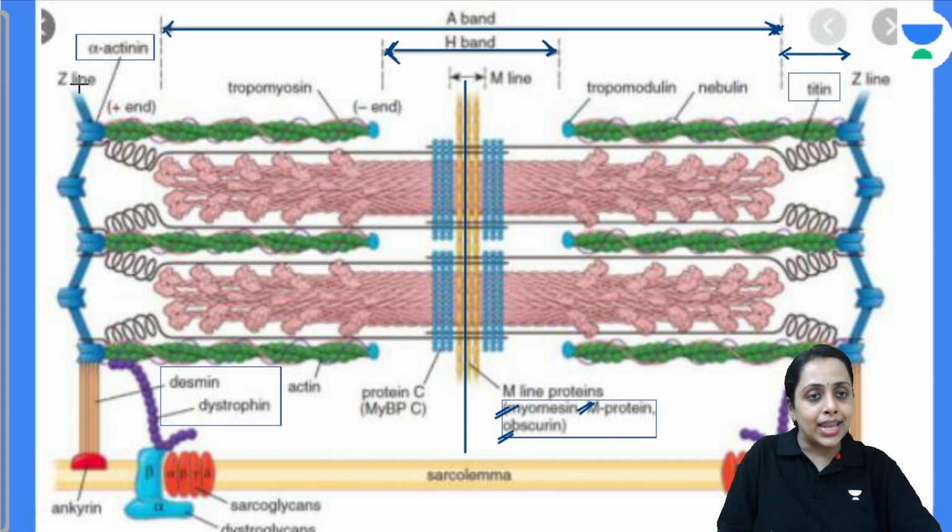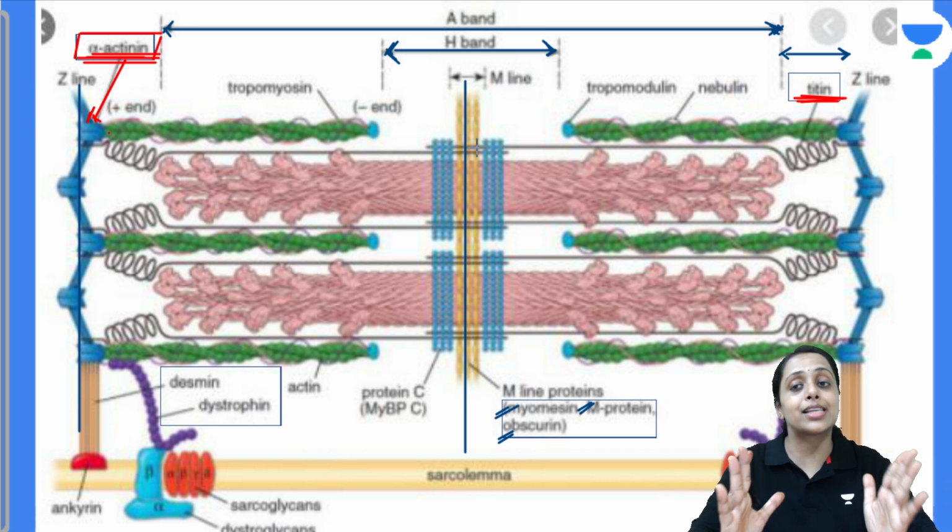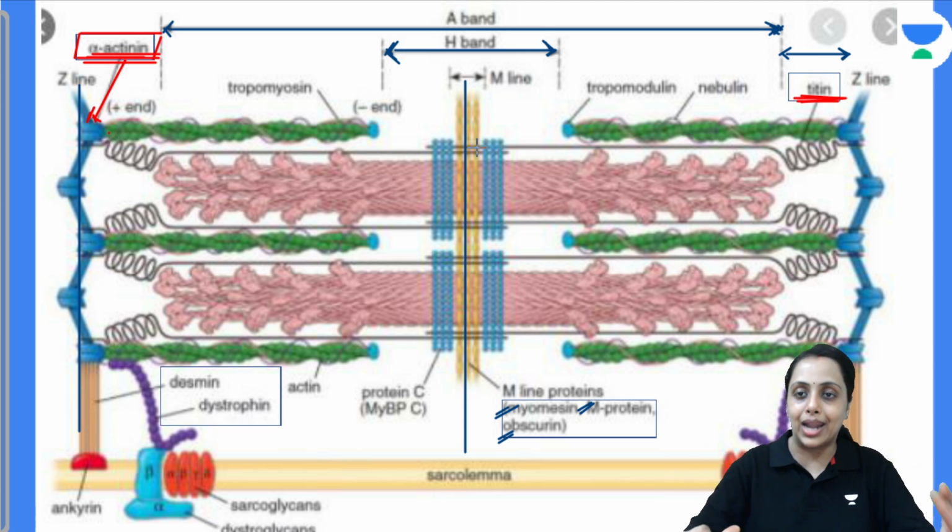Okay. Next is this Z line. This blue one is our Z line. And the next important one is our alpha actinin. This is alpha actinin. It is the protein which is going to anchor our thin filament to the Z line. Next supporting protein is our titin. It is a spring-like protein that arises from Z line and it reaches to M line. So we can say this titin is anchoring our Z line to M line. Is this clear? Everybody, is this clear?